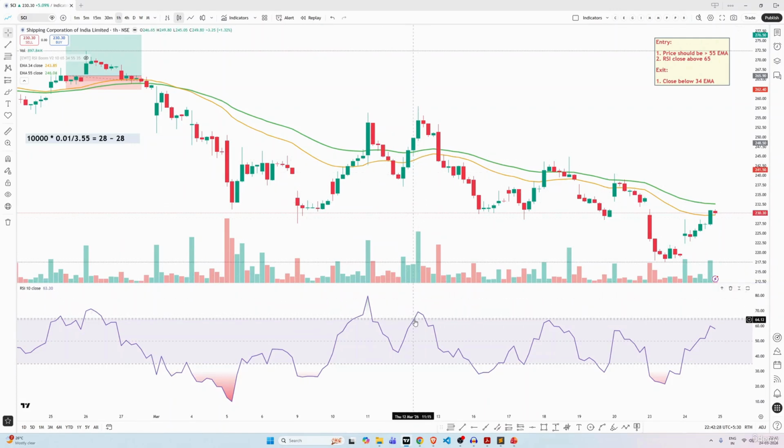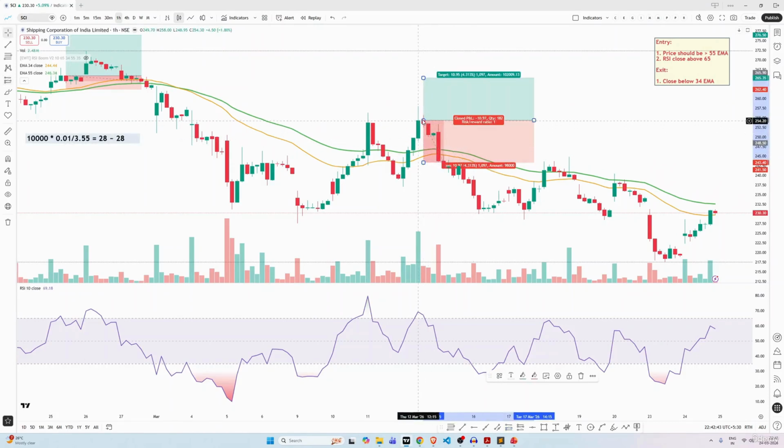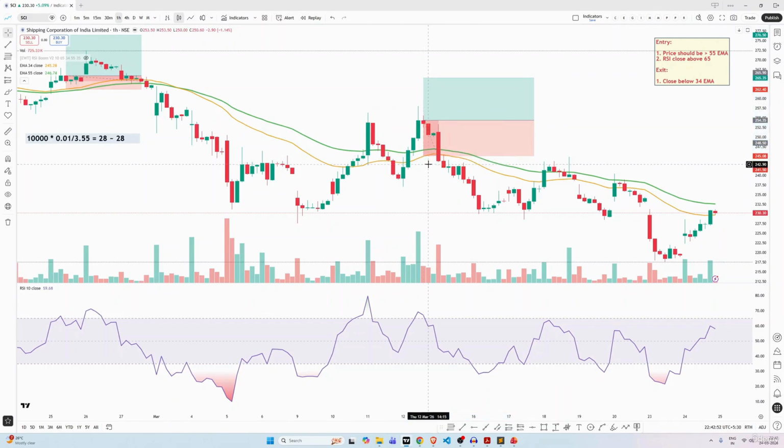Here the RSI is 63.3, but on the next candle close we have 69.18. So this is a valid signal as per our strategy because the price is above the 55 period EMA. And what we are going to do is take an entry on the next candle open, and our stop will be, as long as it is less than 5%, at the 34 period EMA, which is here.